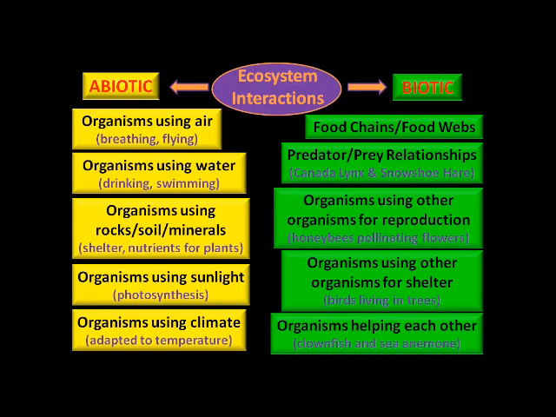Okay, that's it for abiotic and biotic factors. Remember, abiotic are the non-living parts of the ecosystem, and biotic are the living parts of the ecosystem. These things are all interacting so that the organisms can survive and reproduce. If you have any questions about this lesson, please ask your teacher.